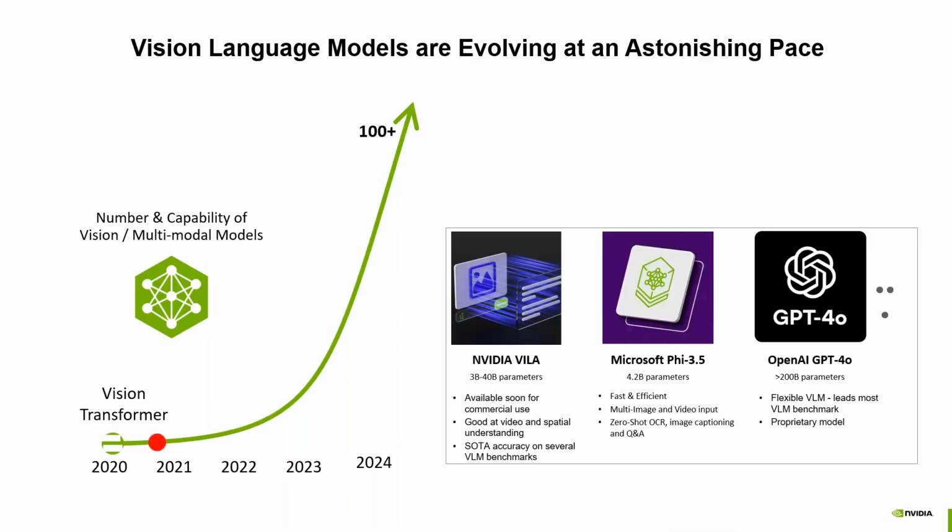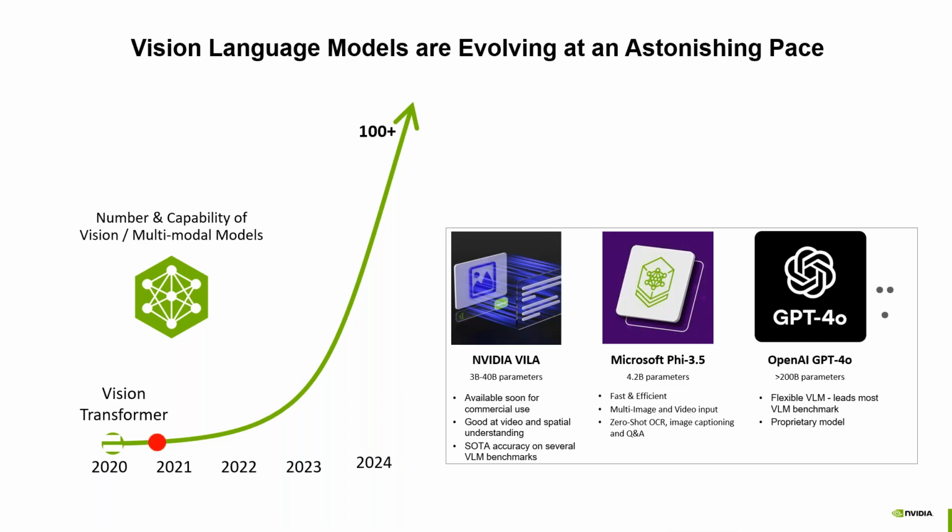The next model here is the Phi 3.5 model. It's a new model from Microsoft. It's also a small model, about 4.2 billion parameters, so it's suitable for smaller compute-constrained devices. It's also a very fast and efficient model because of its size.